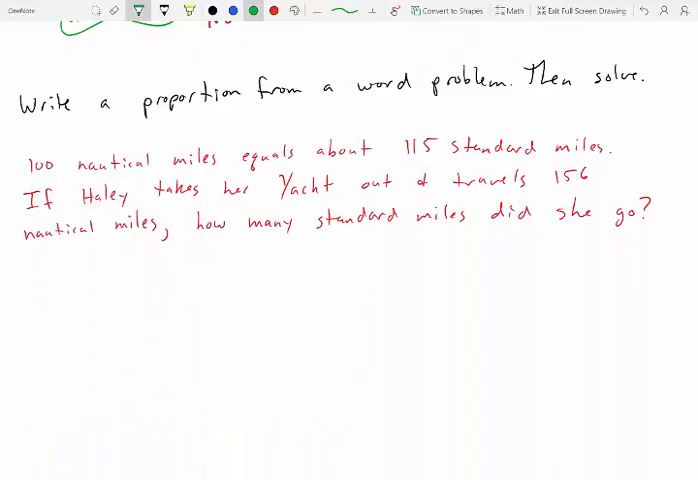Our last part is we need to write a proportion from a word problem and then solve. So 100 nautical miles equals about 115 standard miles. If Haley takes her yacht out and travels 156 nautical miles, how many standard miles did she go? So let's take the important parts out. We have 100 nautical miles is equal to about 115 standard miles. If Haley takes her yacht out and travels 156 nautical miles, how many standard miles did she go?